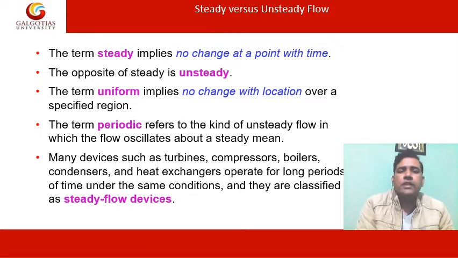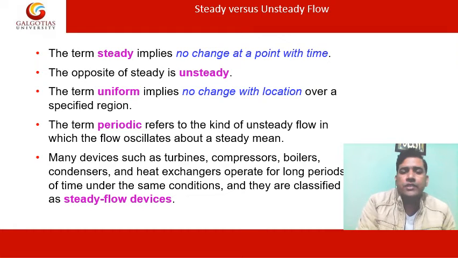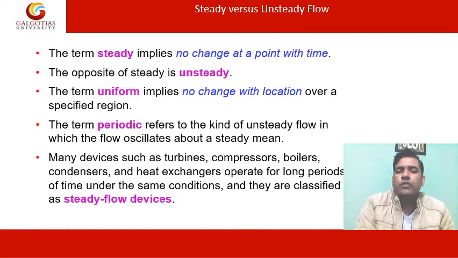Then steady versus unsteady flow. The term steady implies that there is no change at a point with time. The opposite of steady is unsteady. The term uniform implies no change with location over a specified region. The term periodic refers to the kind of unsteady flow in which the flow oscillates about a steady mean. Devices such as turbines, compressors, boilers, condensers and heat exchangers operate for long periods of time under the same condition, and they are classified as steady flow devices.